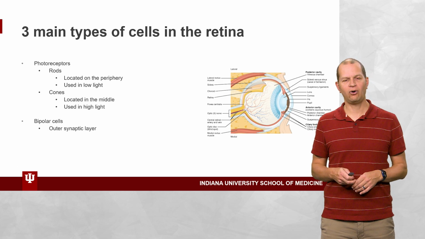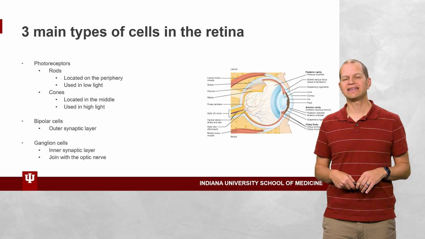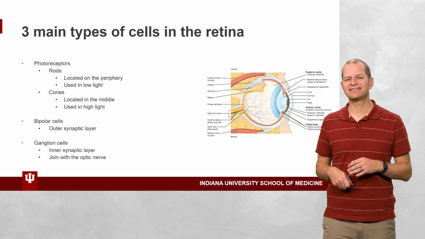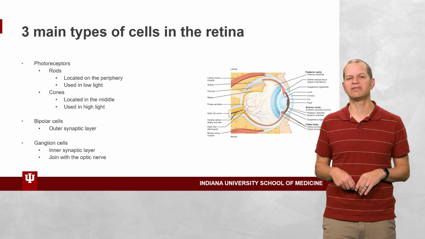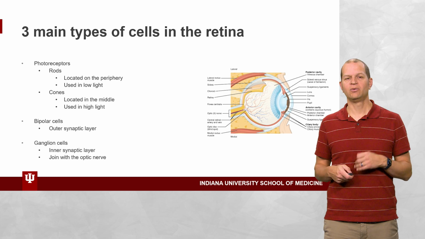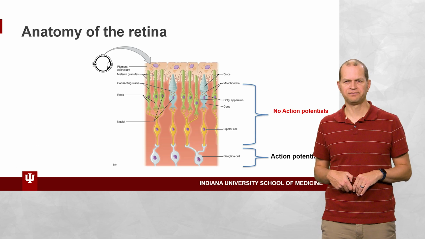Then you've got bipolar cells. These are located in what we call the outer synaptic layer. And then you've got ganglion cells. These are in the inner synaptic layer, and ganglion cells ultimately communicate with the optic nerve. Most of what we talk about with phototransduction will occur with these photoreceptors.